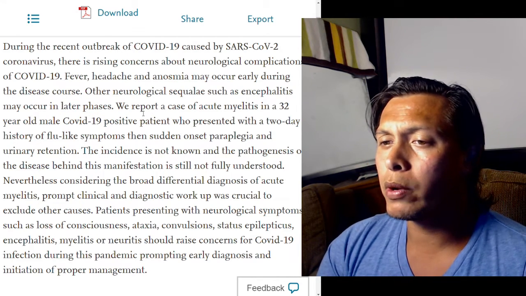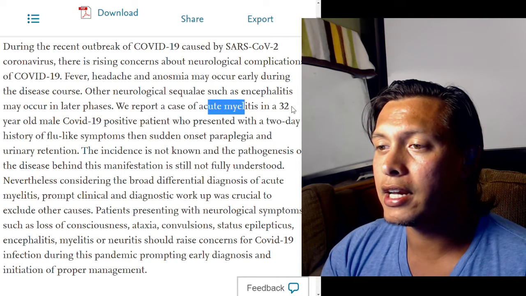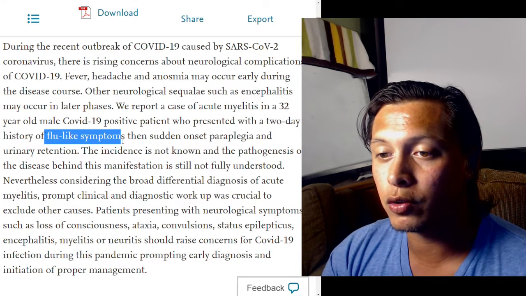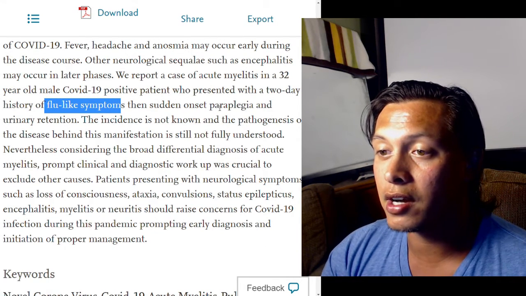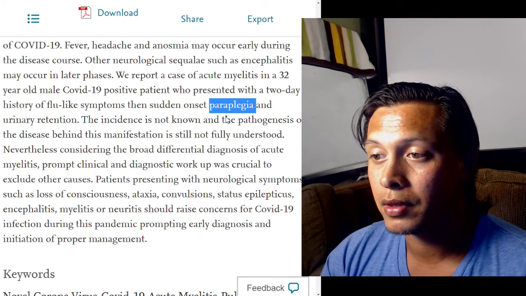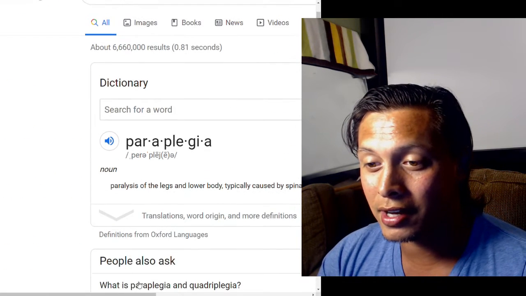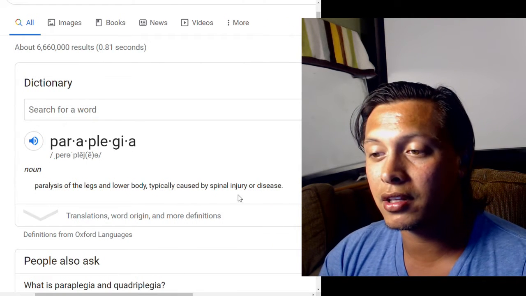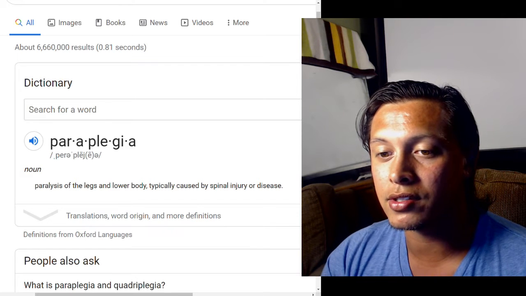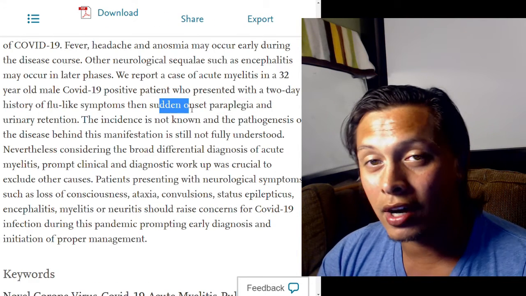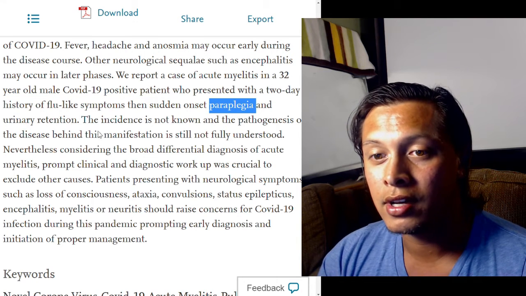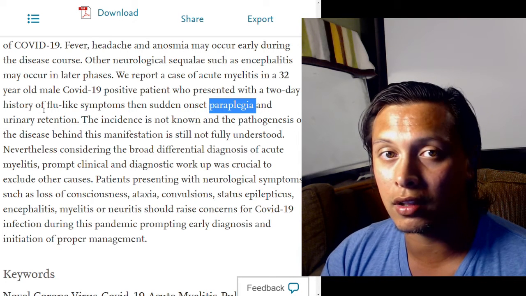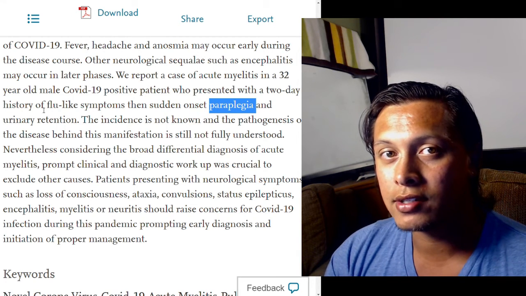So we report a case of acute myelitis in a 32-year-old male COVID-19 positive patient who presented with a 2-day history of flu-like symptoms, then sudden onset of paraplegia. So, sudden onset of paralysis of the legs and lower body, typically caused by spinal injury or disease. That would take a lot of people by surprise. Luckily, that doesn't seem to be a very common side effect.